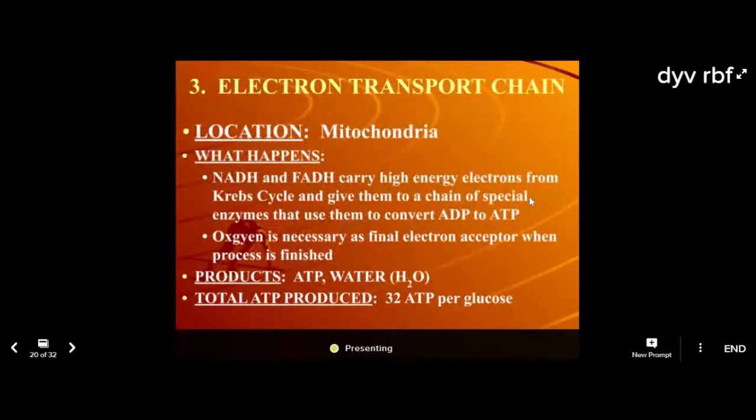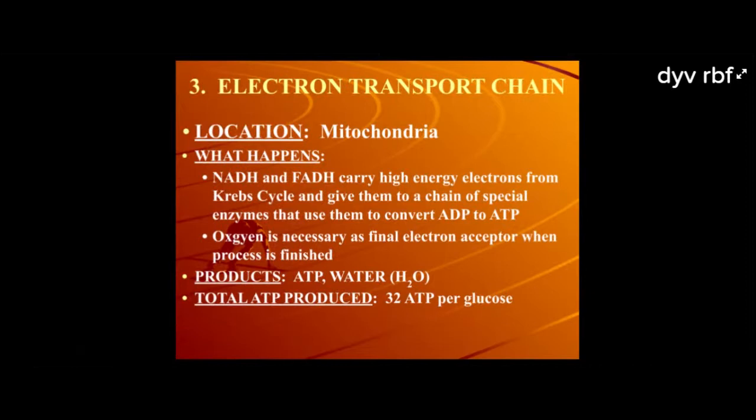Excellent. Nice job. So I know that's step 3, electron transport chain. We are still in the mitochondria, ladies and gentlemen. What happens? NADH and FADH, they have these electrons on them. What do we do with these electrons? We give them to a chain of special enzymes that are used to convert ADP into ATP. So they bring these electrons in. They're like, oh, we got this energy. Let's go.